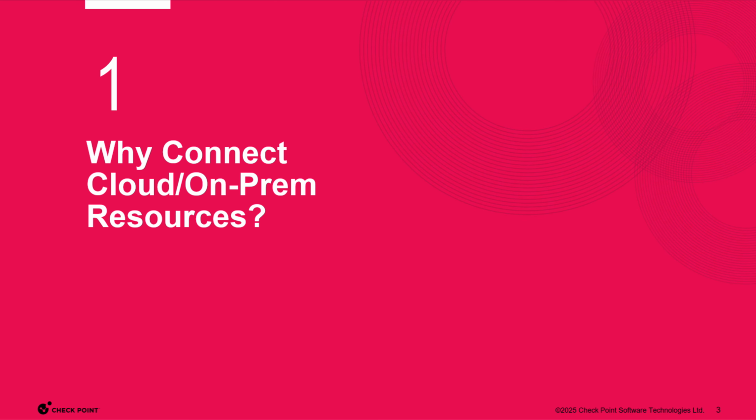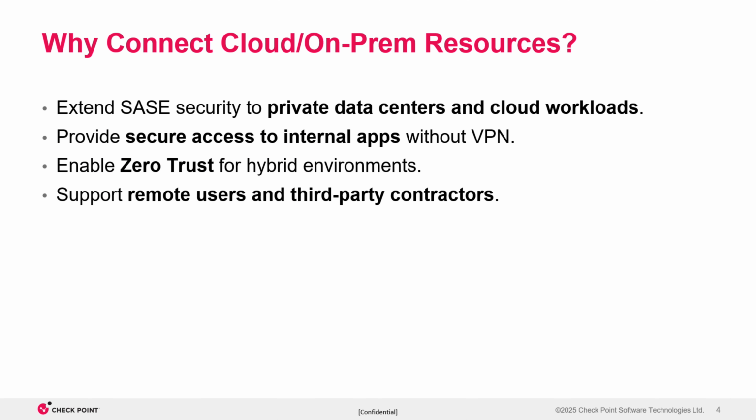Why connect cloud or on-premise resources? Organizations often have critical applications hosted in private data centers or cloud environments. Traditional VPNs can be complex, hard to scale, and introduce security risks. Harmony SASE solves this by providing a cloud-delivered, zero-trust approach to connect users securely to these resources without the overhead of legacy VPN solutions.